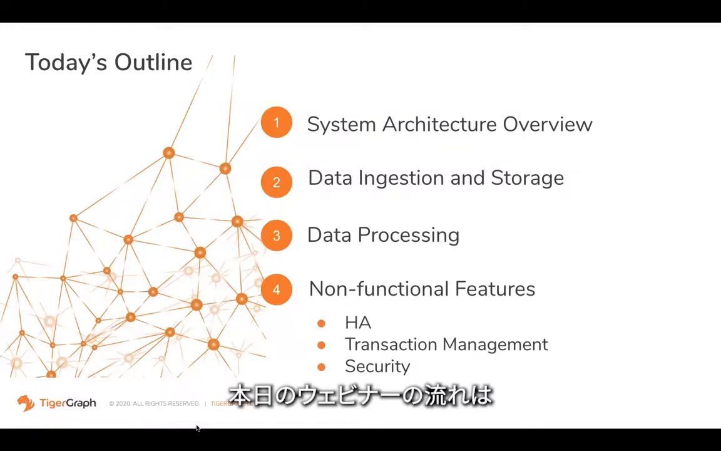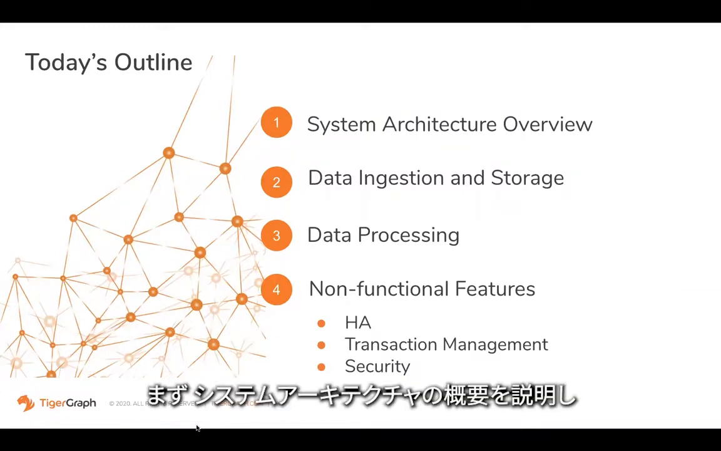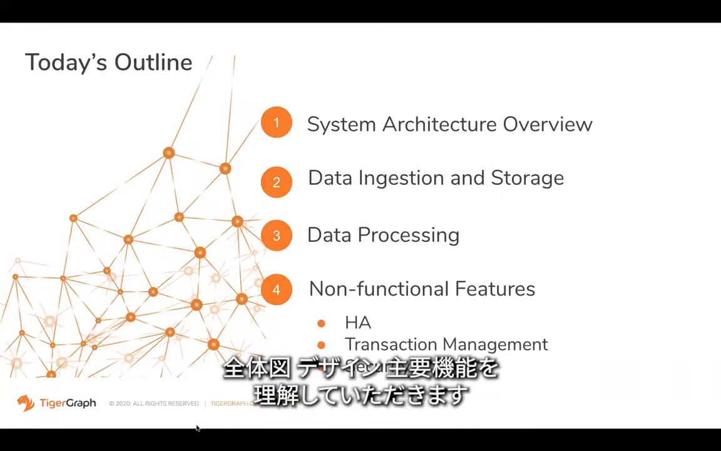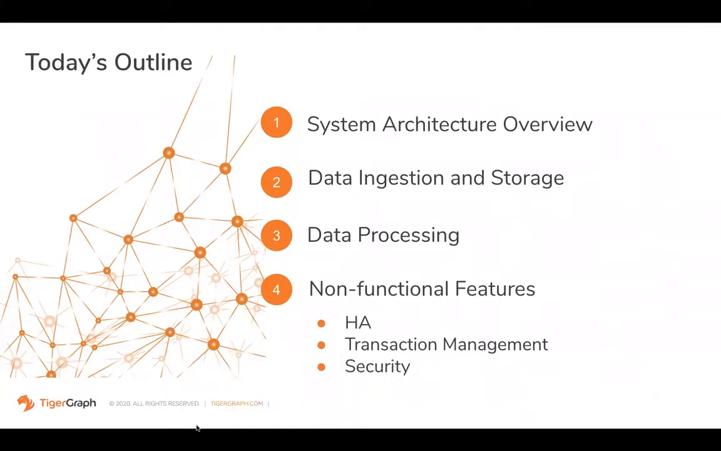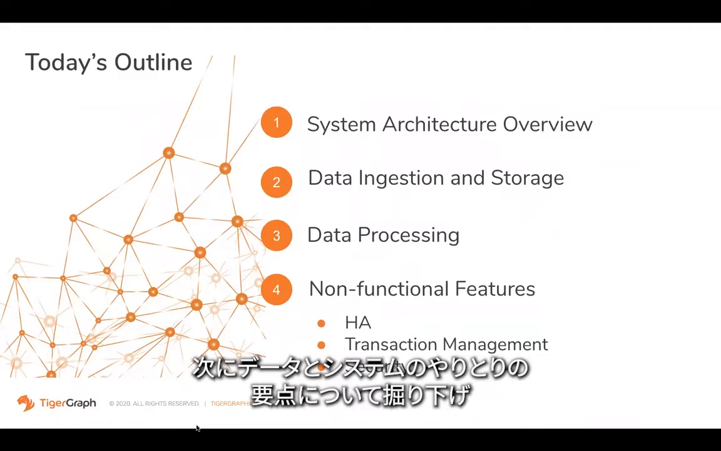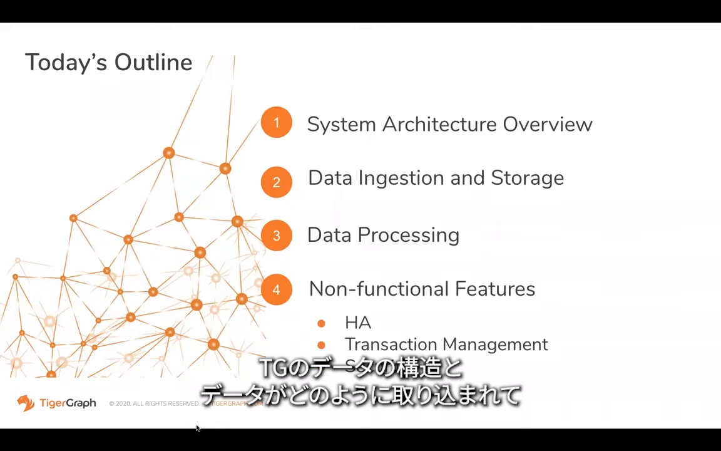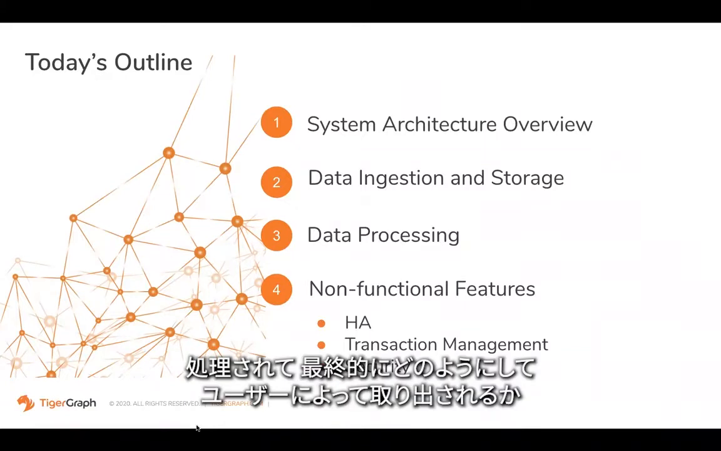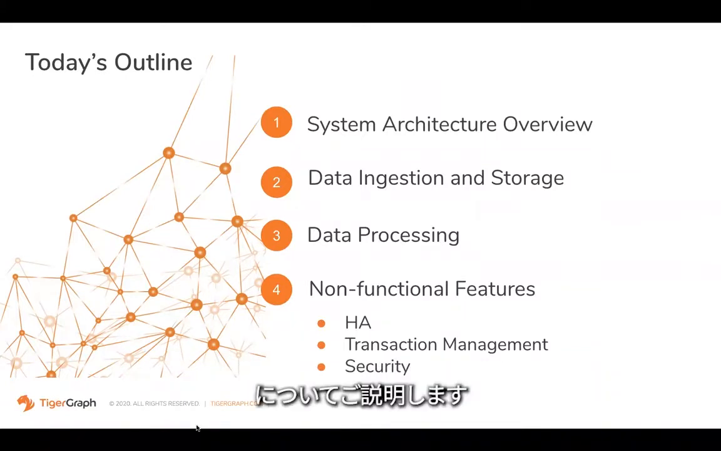I'd like to start the webinar with an outline of today's presentation. First, we'd like to start with the system architecture overview to give you an understanding of the overall TigerGraph design and the key features. Next, we'll dig deeper into the key aspects of how the data interacts with the system. So we've tried to structure the presentation in a way where how the data gets ingested and stored inside the TigerGraph system and how the data is processed, and then eventually how the data is retrieved by the user.